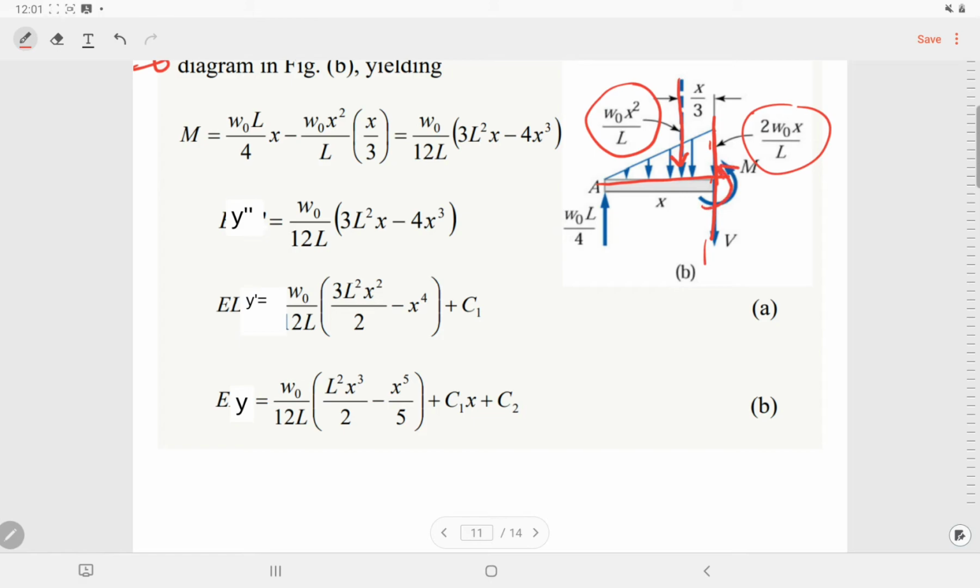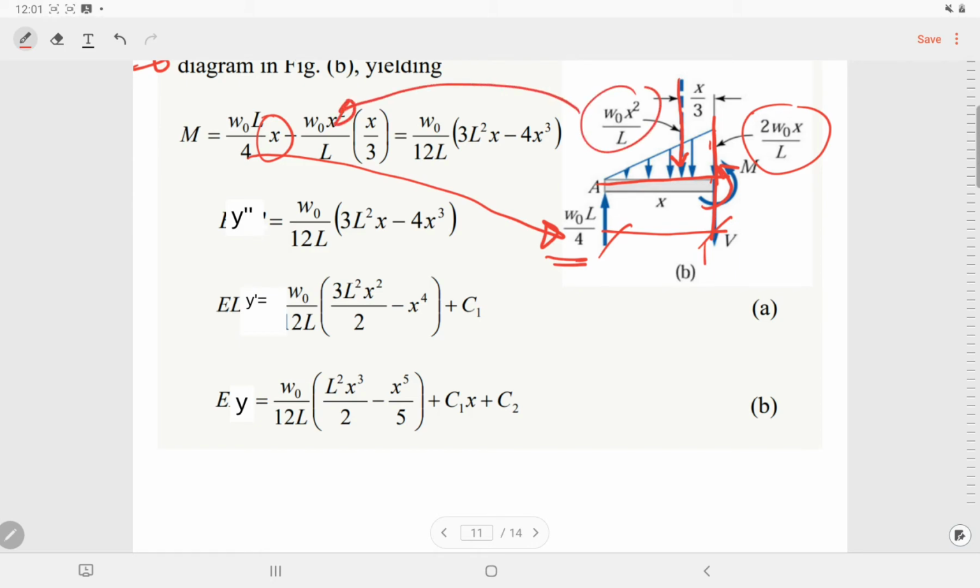So we have just the moment. To find this moment, it's going to be the reaction W naught L over 4 times the distance x, minus this force, W naught x squared over L, times the distance from here to there, which is x over 3. Then arrange the equation, and we can get this moment. After that, this one is EI.